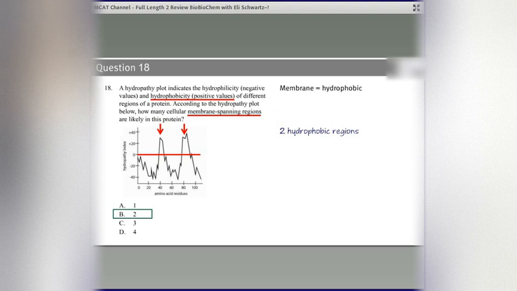We would have to remember that the membrane region should be hydrophobic. We don't want water inside that membrane region. So there must be these two intermembrane spanning regions, these two chunks that are above the zero. Now, they could have asked us about a lot of things within this question stem. For example, they could have asked us how many hydrophilic regions do we see?